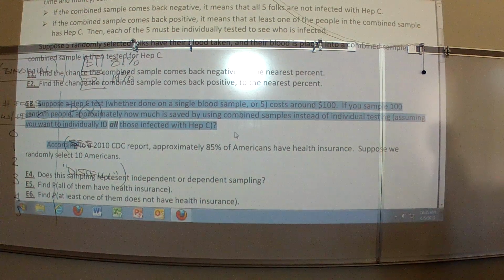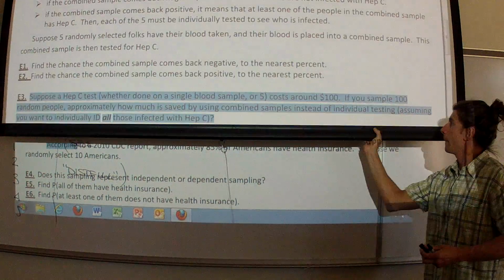I gotta get some more. Oh, gotta get some more ink in this marker.